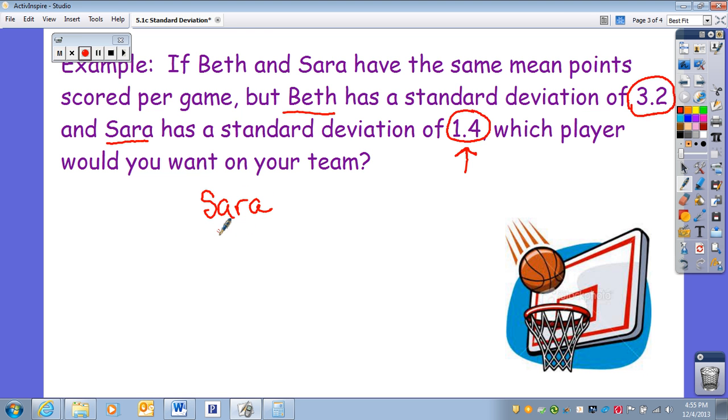Because she is a more consistent player, her scores are about the same each game she plays. She doesn't necessarily have one game that's poor and one game that's really good. She would be more consistent. This is an application we can use for standard deviation.